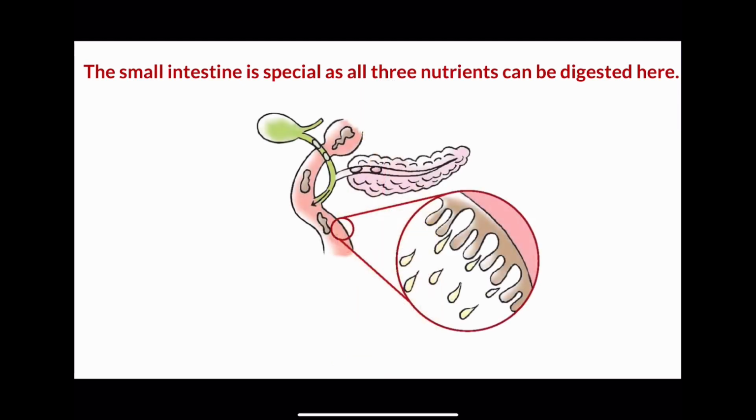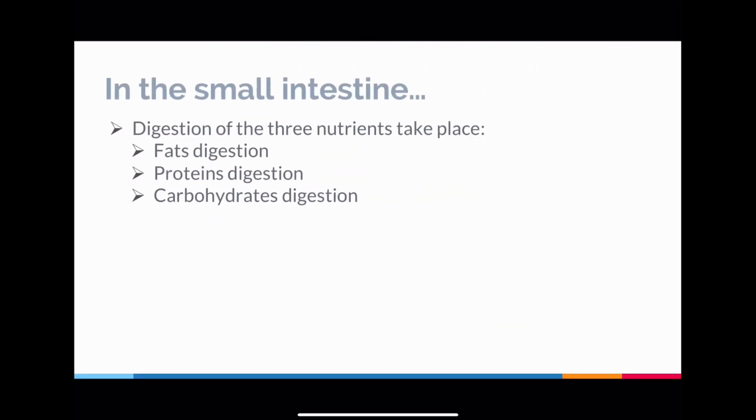If you look at the associated organs, you realize that they are all connected somehow to the small intestine. The gallbladder has a tube that's connected to the small intestine. The pancreas also has one. So what exactly happens? Since all 3 nutrients are digested in the small intestine, let's talk about them one by one. Let's first talk about fat digestion, because it only happens in the small intestine, but not in the mouth, neither does it happen in the stomach. But protein digestion can happen in the stomach as well.